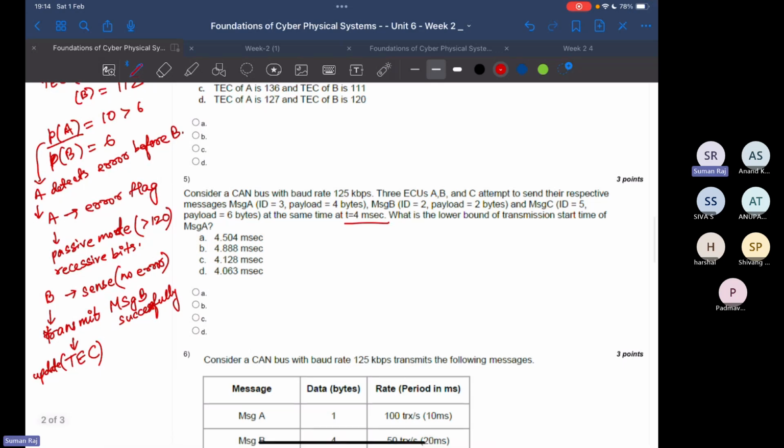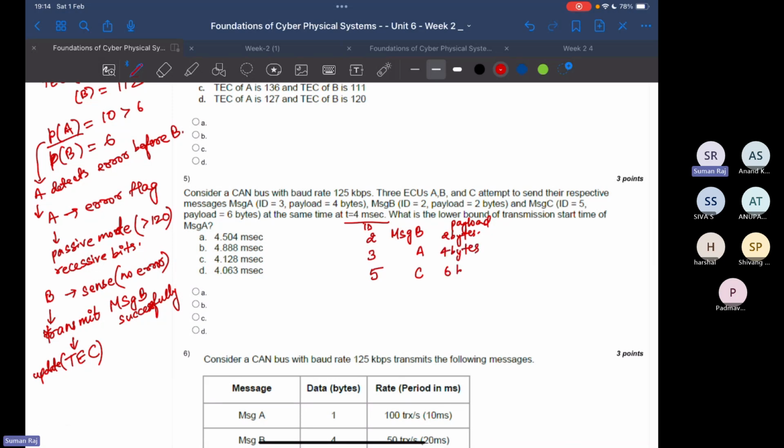Okay, so let's put them in priority order. It is going to be message B, then A, and then C, because the ID for this is 2, this is 3, and then this is 5. And what is the payload size? The payload size for B is 2 bytes, then for this one it is 4 bytes, and this one is 6 bytes.